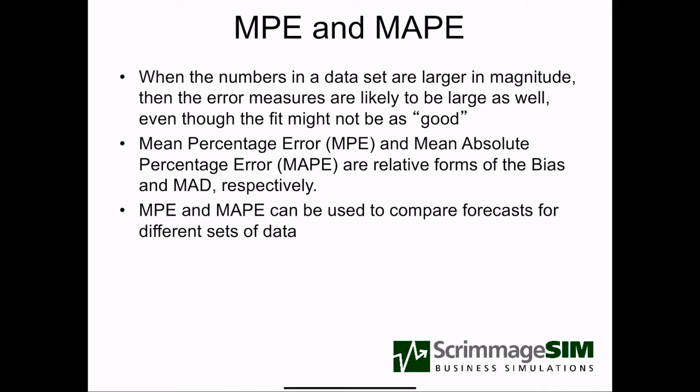If we have a large number of data sets where the size of the numbers vary significantly, it's difficult using the absolute performance measures to tell when we're doing a good job and when we're not doing a good job. Therefore, we're going to look at the mean percentage error and the mean absolute percentage error as relative forms of the bias and the MAD that allow us to compare forecasts for different sets of data.